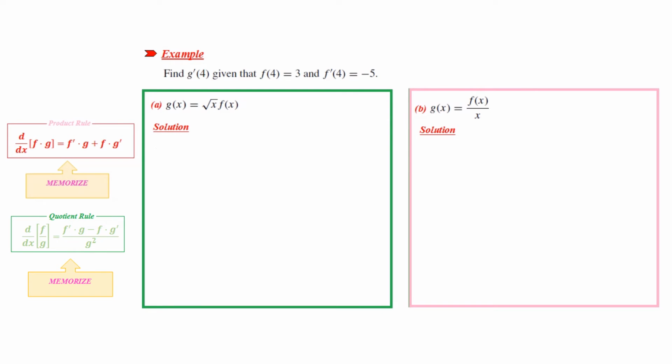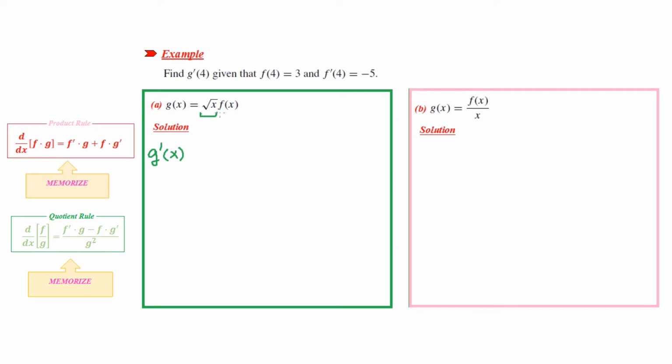Hello everyone. This is an application for the product rule. In part A, we have g of x equals square root of x multiplied by f of x. So you have to find g prime of 4. So firstly you have to find g prime of x.